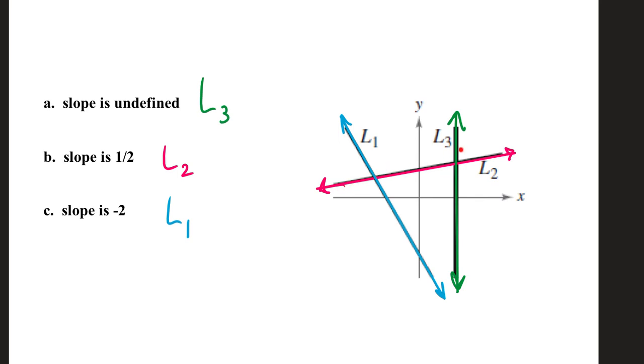Part B, the slope of +1/2. This line is positively oriented. It increases as we go left to right. It doesn't increase very fast. In fact, it only has a 1:2 vertical to horizontal change ratio. Slope of -2 would be line 1. It's negatively oriented, and it would have a drop to run ratio of -2 to 1.